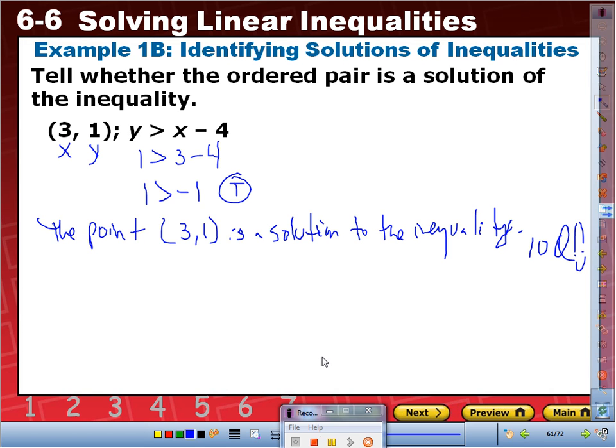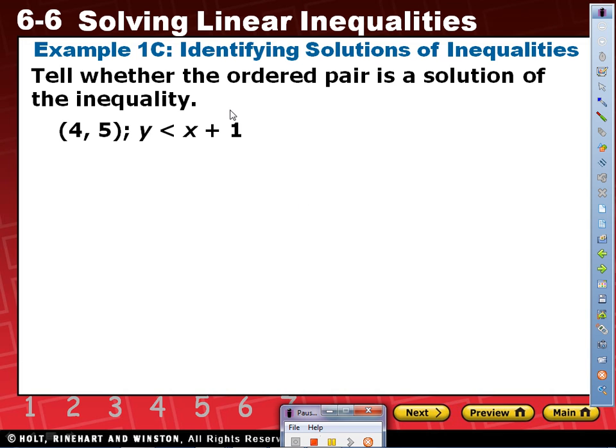Fairly simple? Okay, I'm going to give you another one. You do the next one. Here it goes. Example 1C. Check to see if 4, 5, this ordered pair, is a solution to y less than x plus 1. Go.